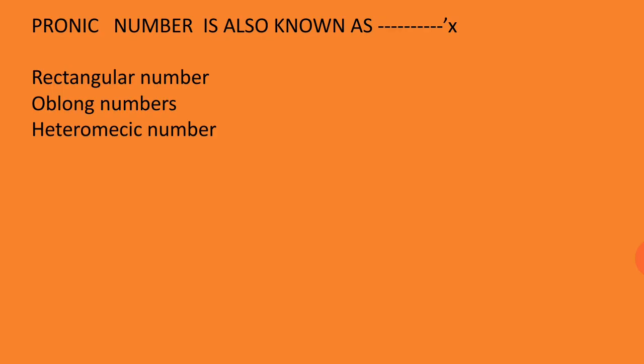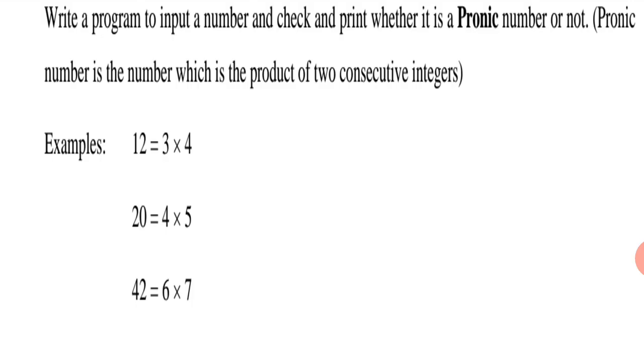Now, first thing I must tell you is that a Pronic number is also known as a rectangular number, oblong number, or heteromesic number. I hope my pronunciation is right for heteromesic. So if any of these names are used in a program, that means they are talking about Pronic numbers. Alright, let's see the program. It has been in the ICSE exam also, so it's quite important.